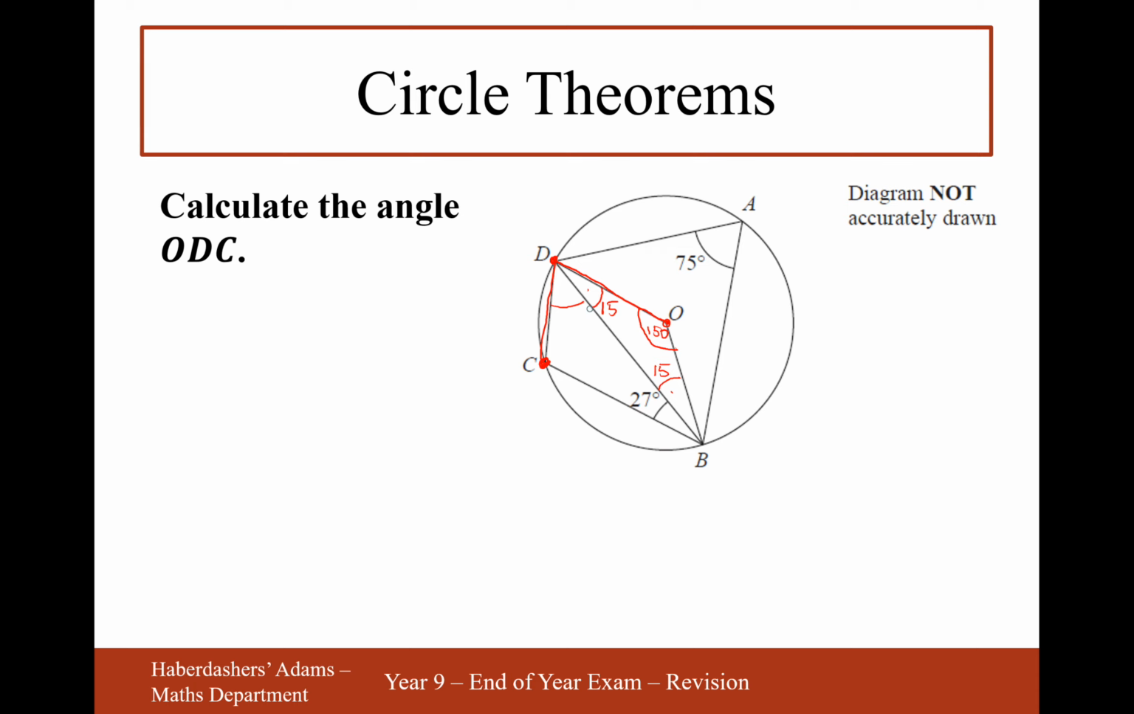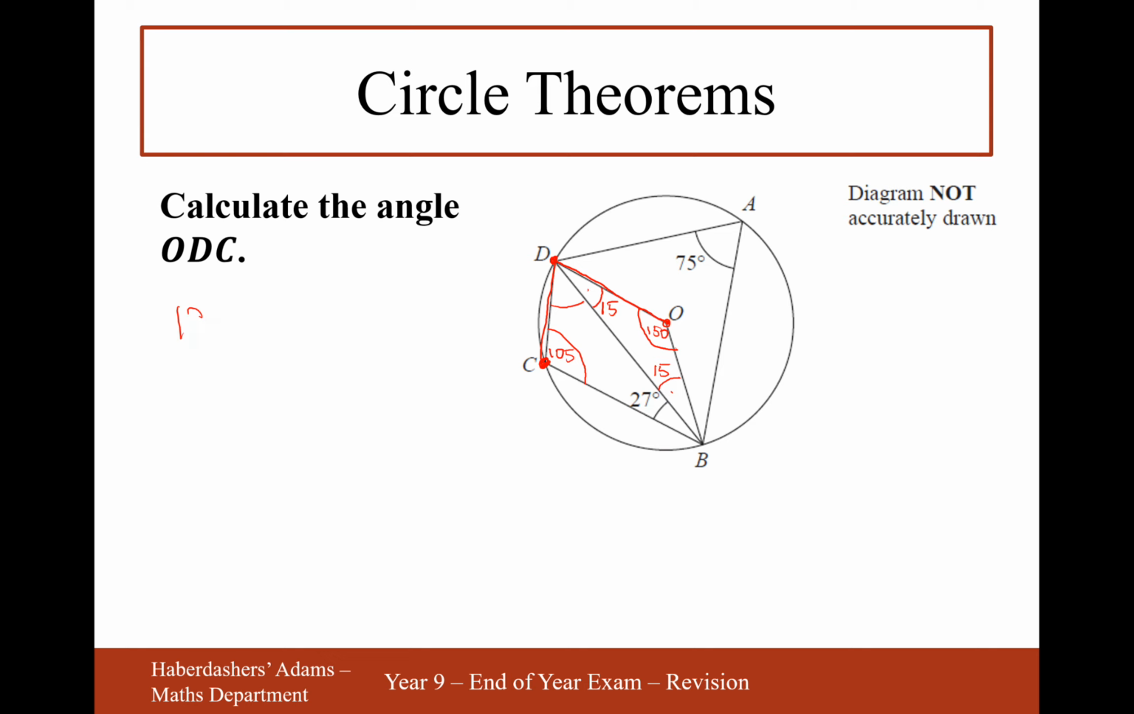Okay, let's now have another look at it, and I can see a quadrilateral forming around the ABCD of this quadrilateral. And opposite angles inside a quadrilateral add together to make 180. So I can put 75 together with this angle here to make 180, so that must mean that this angle here is 105.